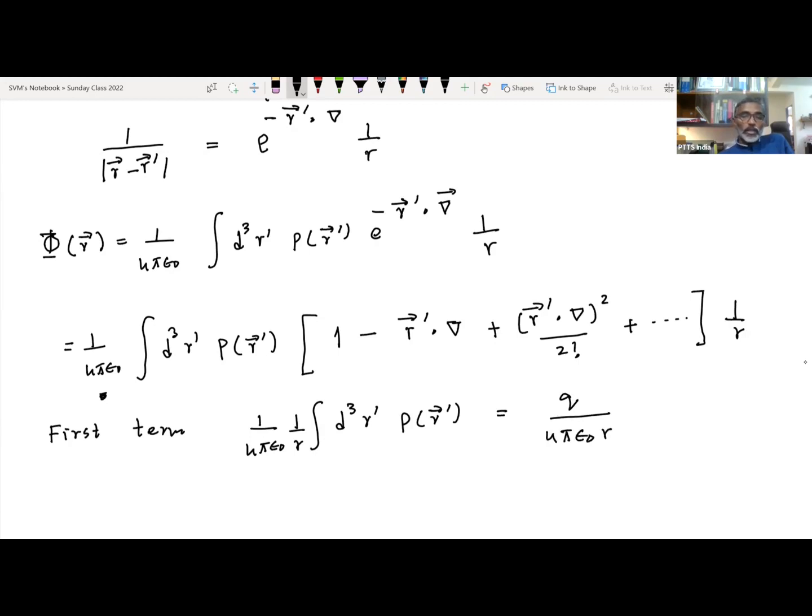So this potential is called a monopole. If the total charge is non-zero, you have something called the monopole term. Okay, this is a monopole potential. So I might call this phi m of r. Phi m of r is equal to this. M corresponds to monopole.